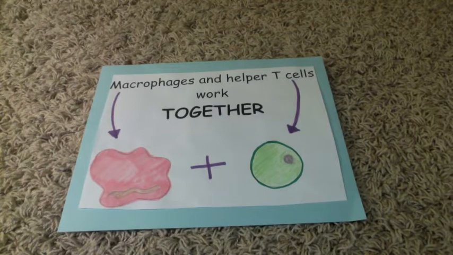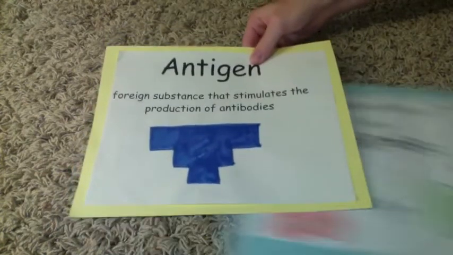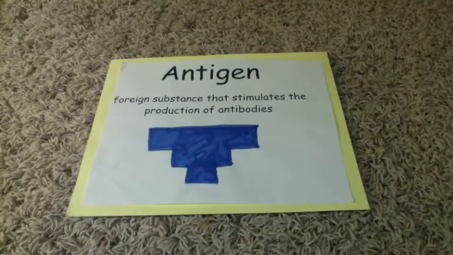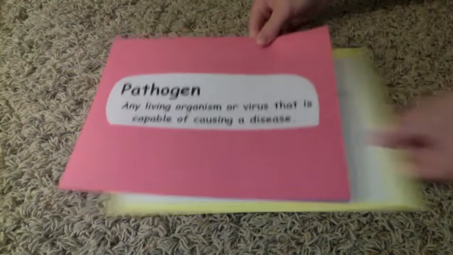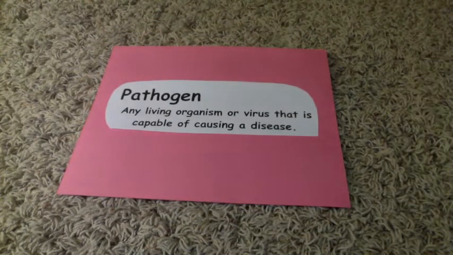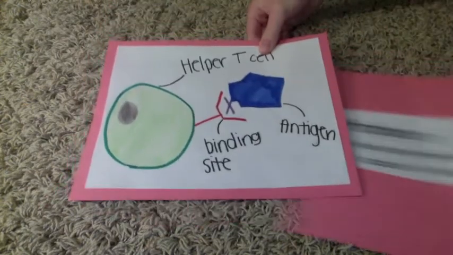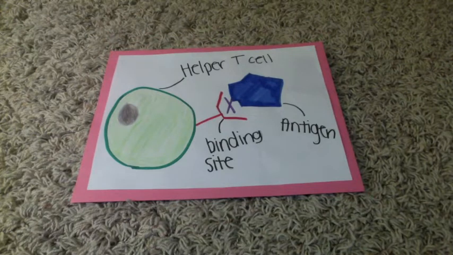The bacteria in your bloodstream are antigens, which are foreign substances that stimulate the production of antibodies by your immune system. An antigen is a protein on a pathogen. Helper T cells can't recognize an antigen by itself. This is because the antigen doesn't fit into the T cell receptor, so in order for T cells to do their job, macrophages help out.